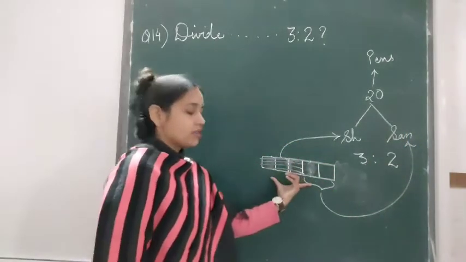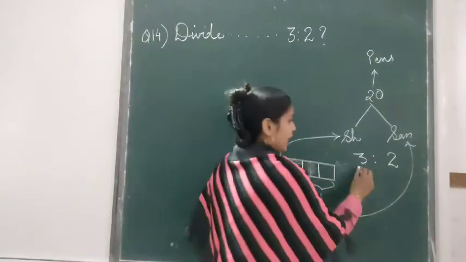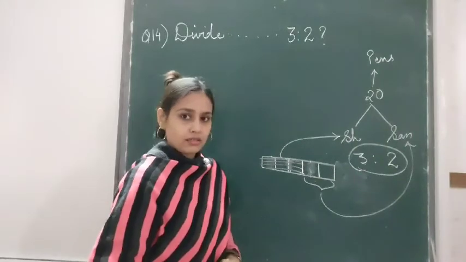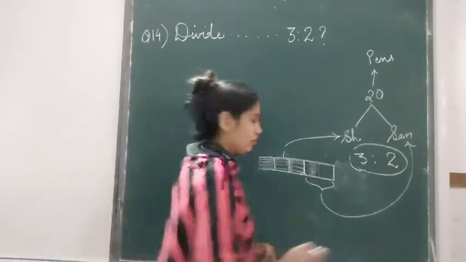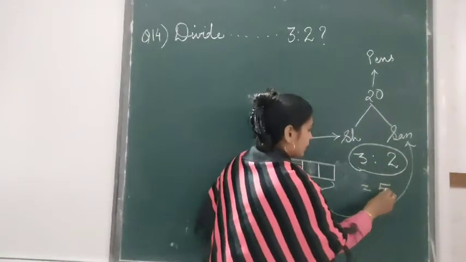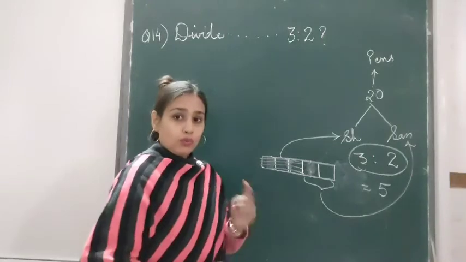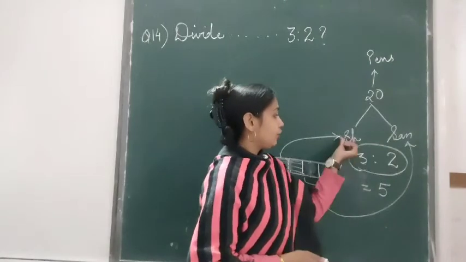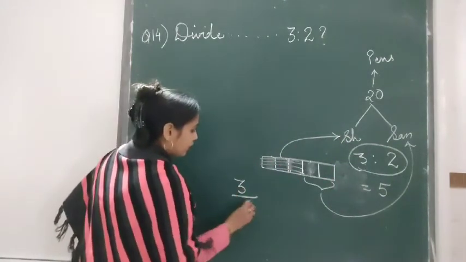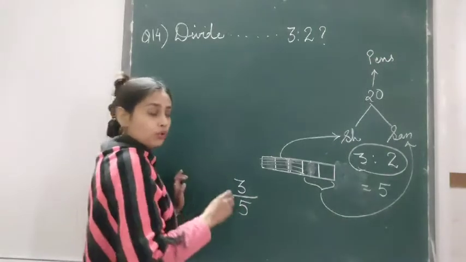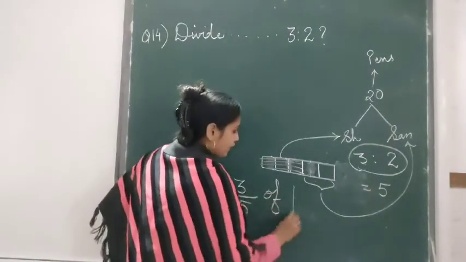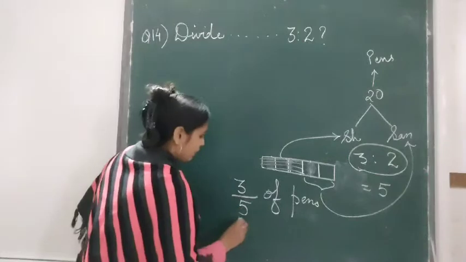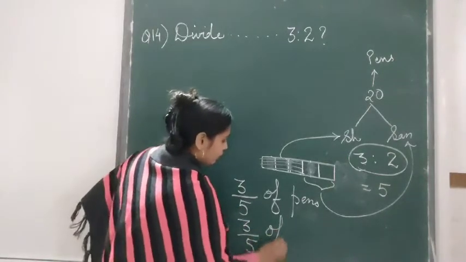Yes? How many parts? 3 plus 2. That means we add the ratios. Okay? We add the parts, that is the ratio, and get the total. That is 5. Now, what are we doing? Out of these 5 parts, 3 should be given to Sheila. That means 3 out of 5 of pens. Of pens means how many pens? 20 pens, that is 3 by 5 of 20.